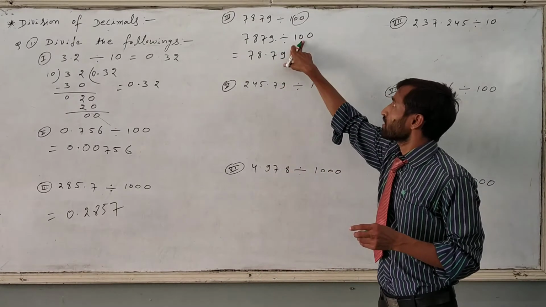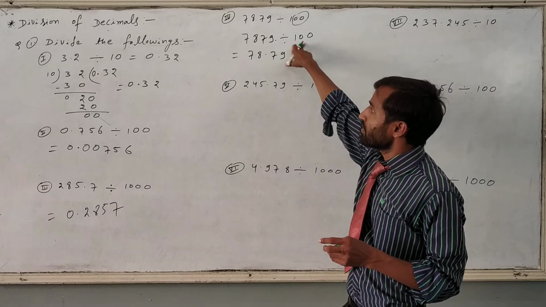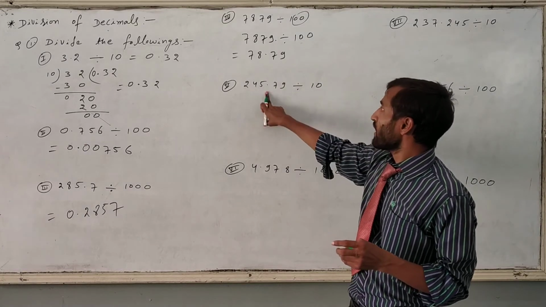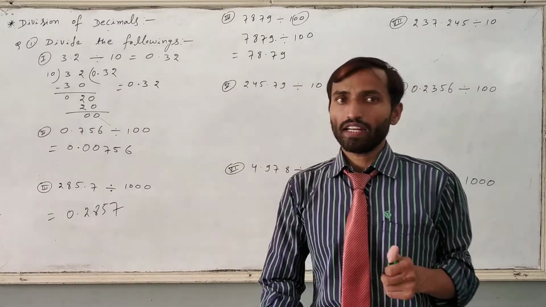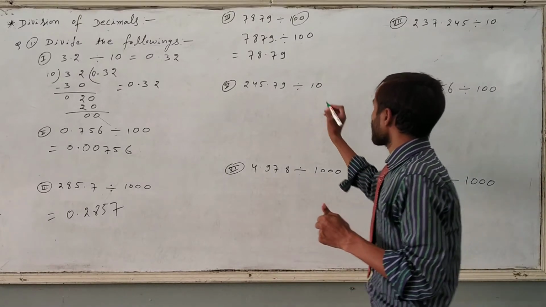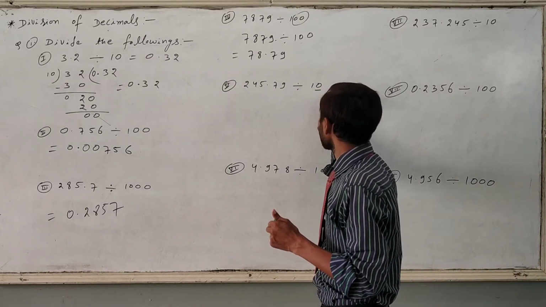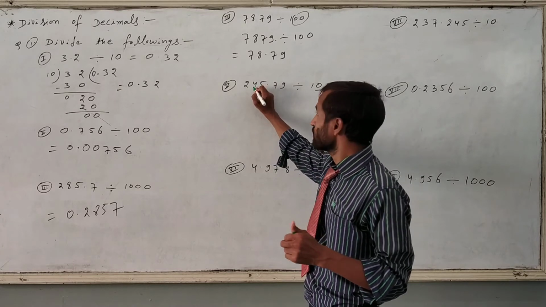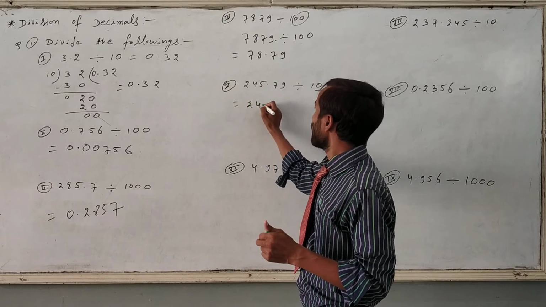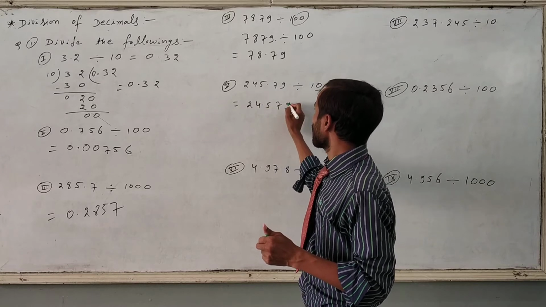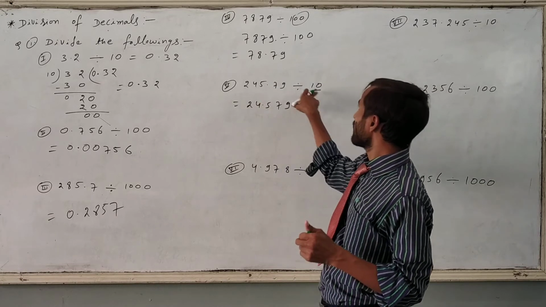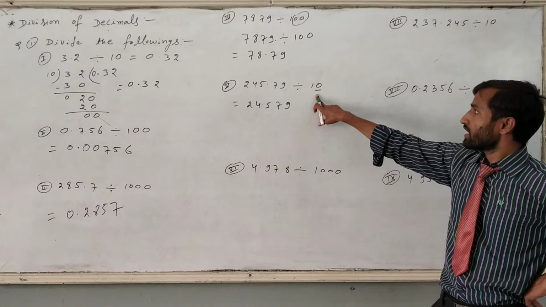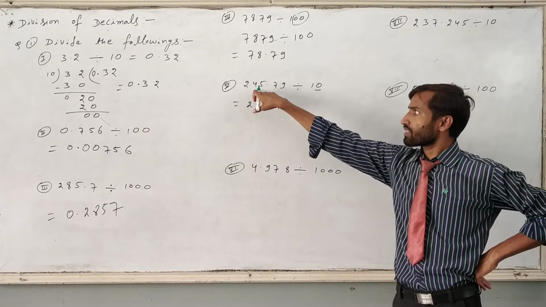If it is direct division, no need to divide here. Again, 245.79 is divided by 10. It has 1 zero only, so again this point will be shifted to the left 1 digit, so 24.579 is the direct answer, because 1 zero is there, that's why I have shifted 1 decimal place.